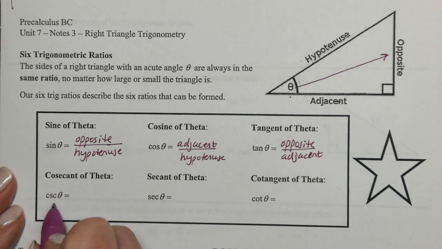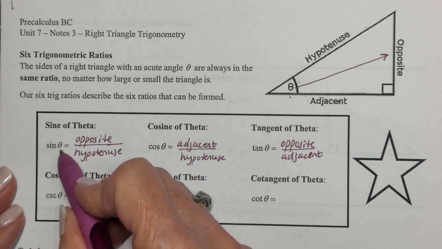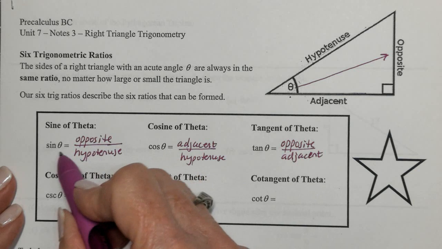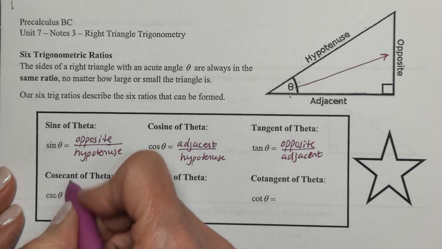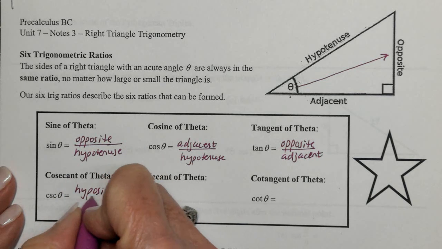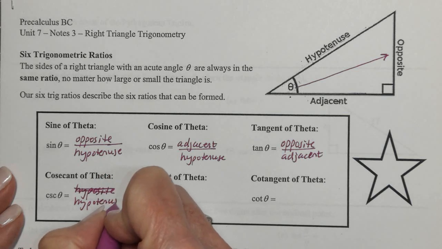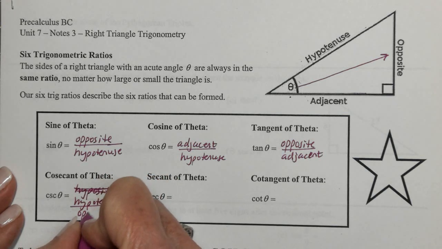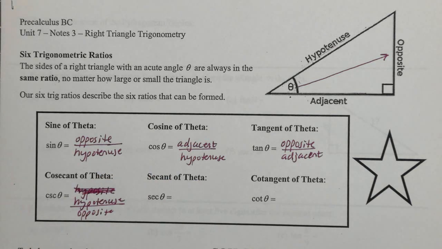Cosecant theta, abbreviated CSC, cosecant. Cosecant of theta is the flip of sine. Sine is opposite over hypotenuse. Cosecant is hypotenuse over opposite.